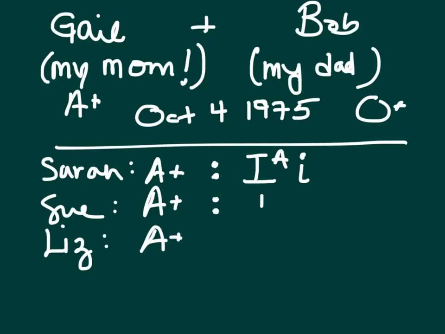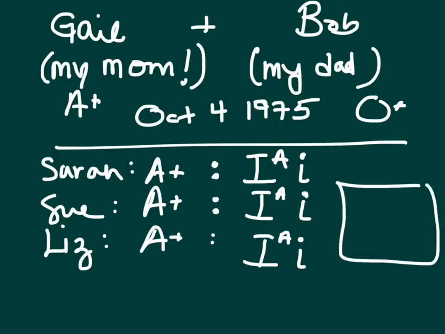Sue, same story. And me, well, I'm no different. So 3 of their 4 children are IAI. If we were trying to make a Punnett square for this, we could put my dad across the top because we know my dad being type O, his genotype must be little i because O is recessive. So you have to be a homozygote. My mom, we only know this much. We know she is IA.